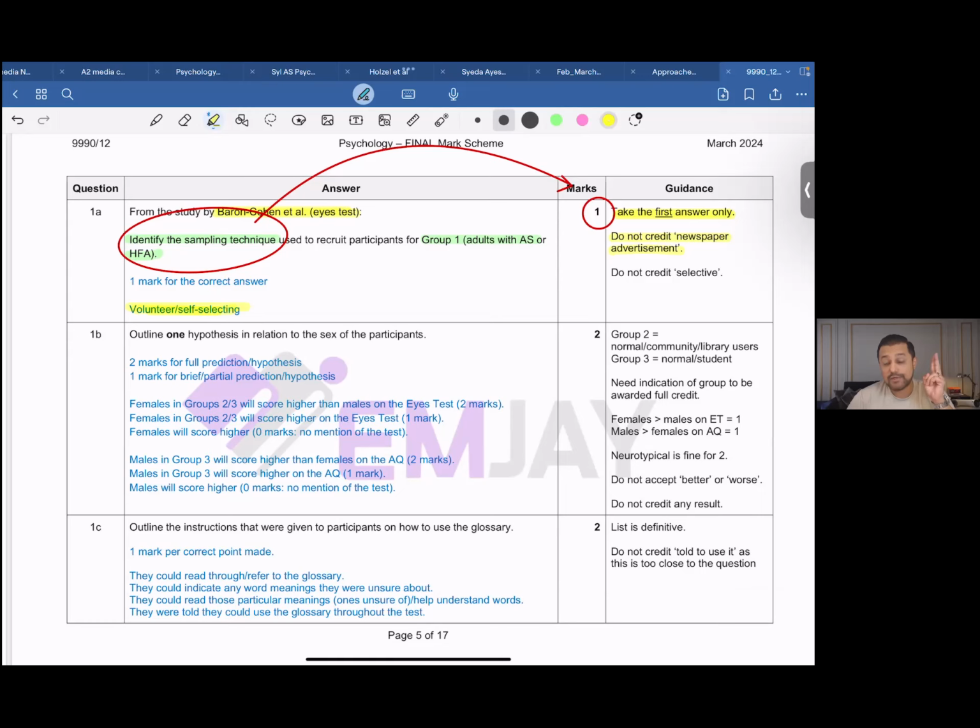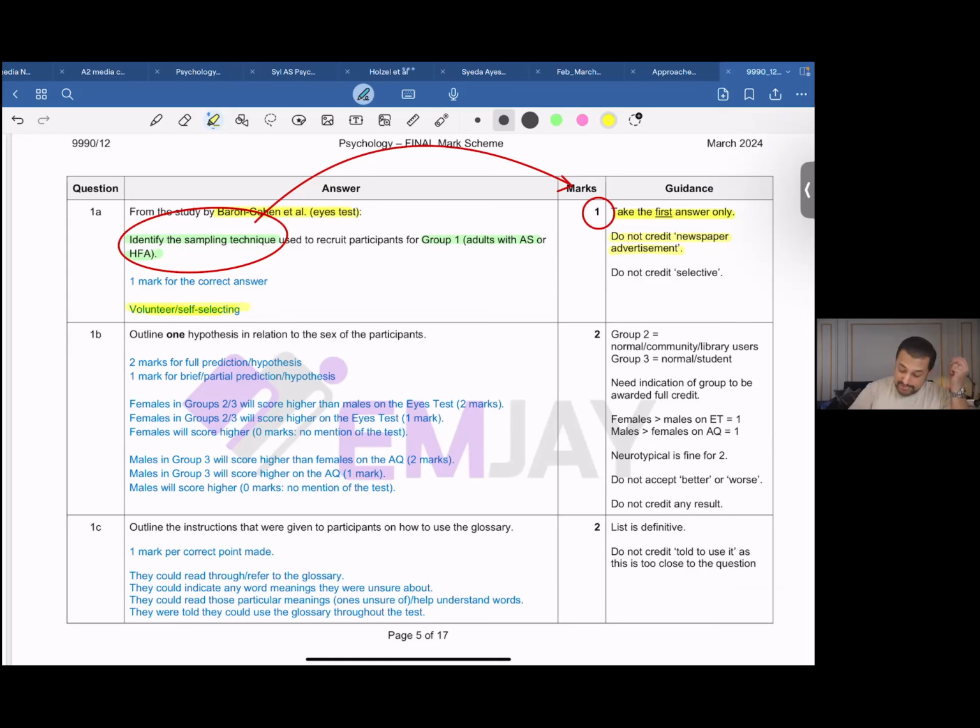Why not newspaper advertisements? Because the question very clearly is asking you to identify the sampling technique. And remember, a newspaper advertisement, we understand that magazines were used over there, but that is not a sampling technique. For you to score the mark, use that particular sampling technique, that in this case is volunteer sampling.